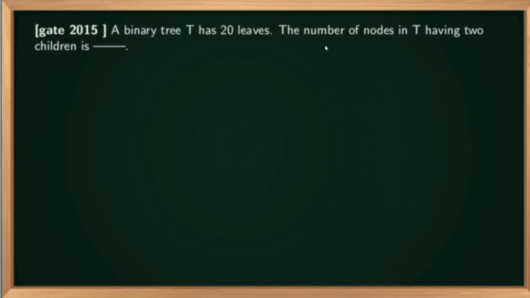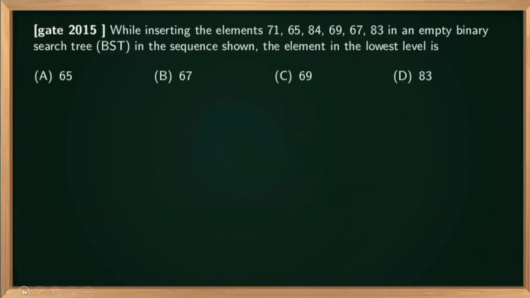Yes, that is correct. We have 20 leaves. That means we will have 19 nodes with the degree 2, right? I'm not going to prove it again. We have proved this several times. I'll give you 1 minute to solve this. So it's a straightforward question.